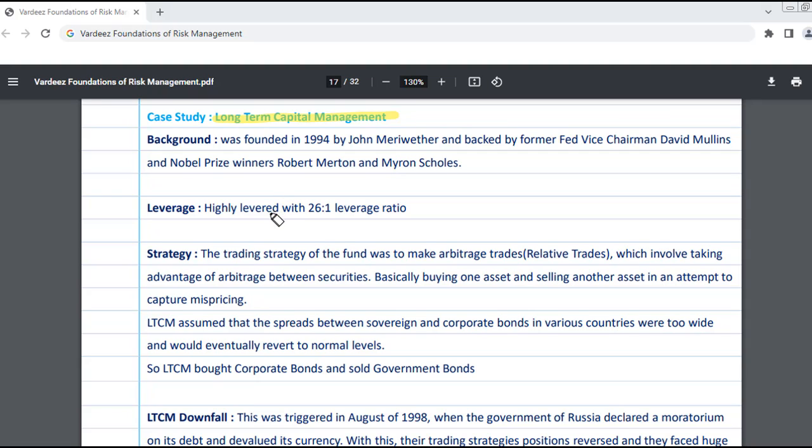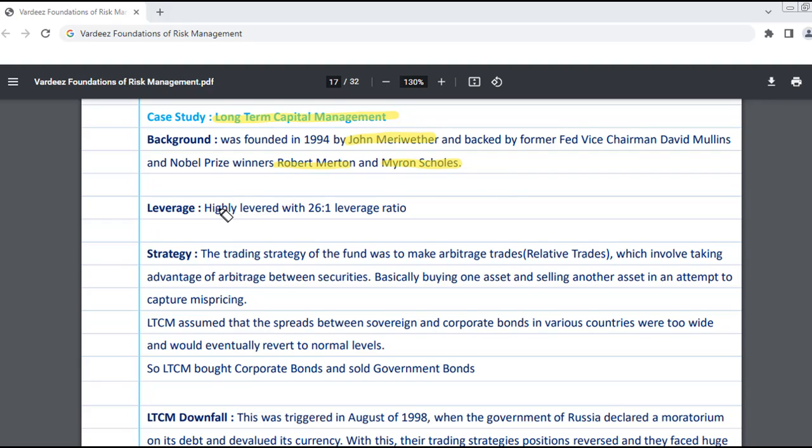But just to give you a background of this case study, LTCM was founded in 1994 by John Meriwether, and LTCM was also backed by former Fed Vice Chairman David Mullins and Nobel Prize winners Robert Merton and Myron Scholes. Now you know the famous BSM models. They were the people behind LTCM. So such strong leadership LTCM had.